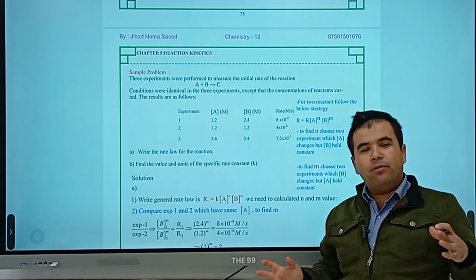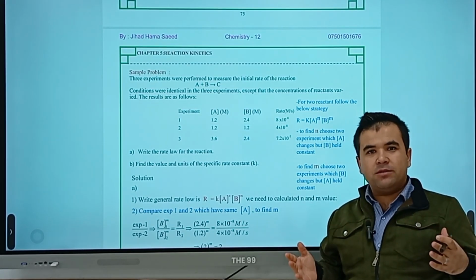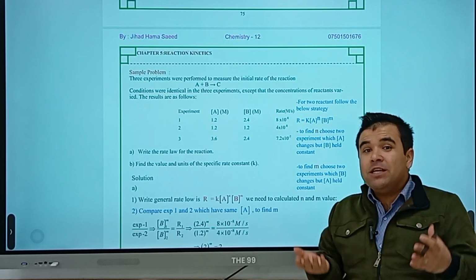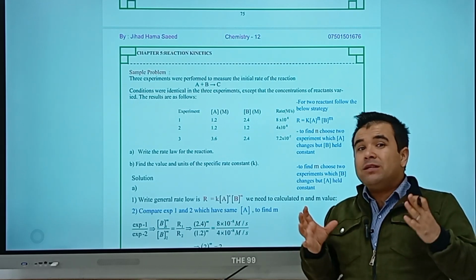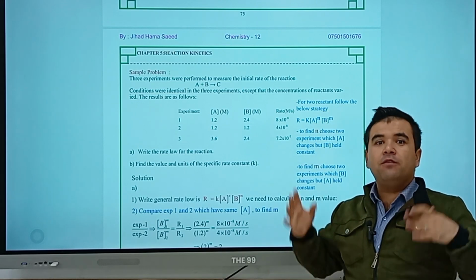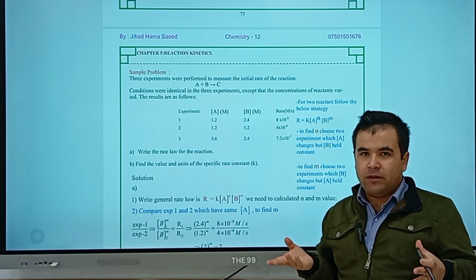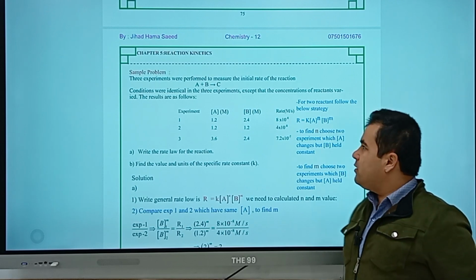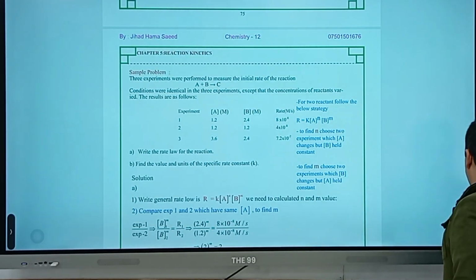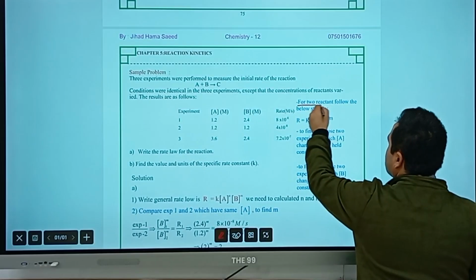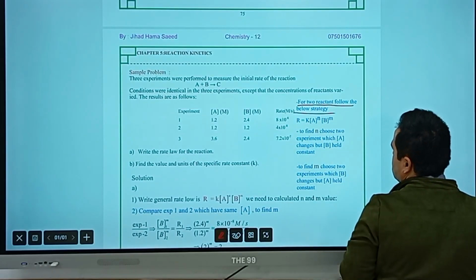A second type of experiment is two reactants. If two reactants are given, what to do? There is only one difference between this and the first type. In the first type, we choose the experiments randomly, but here we cannot choose randomly. For two reactants, follow the below strategy, guys.